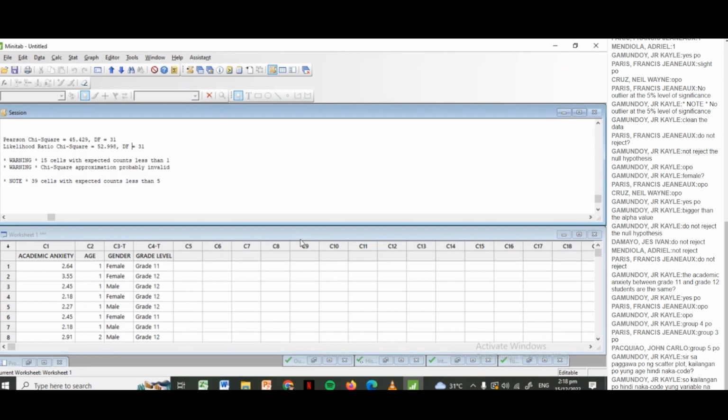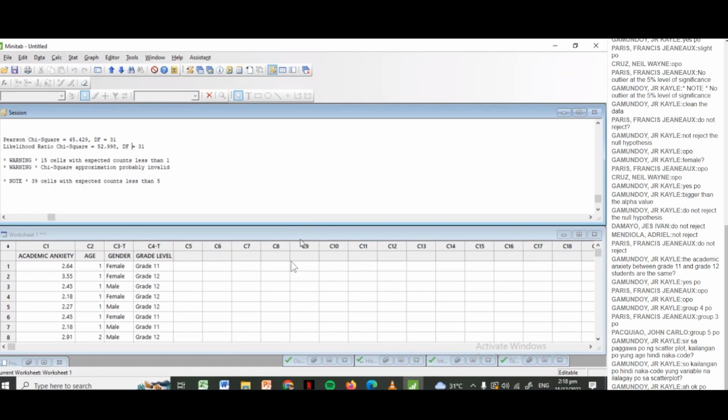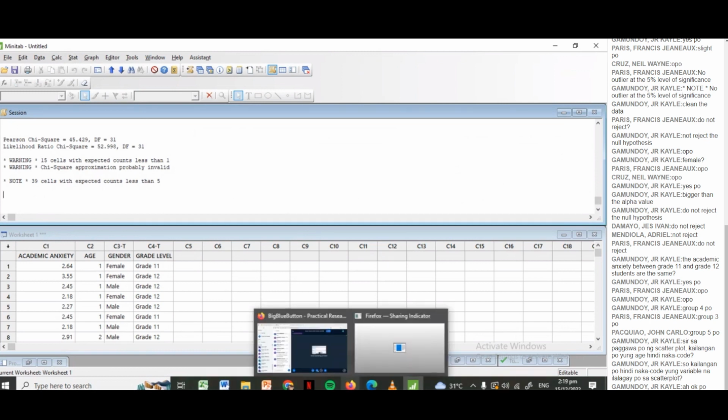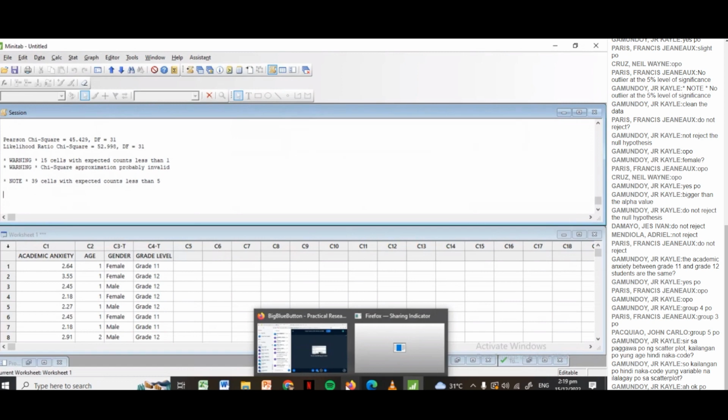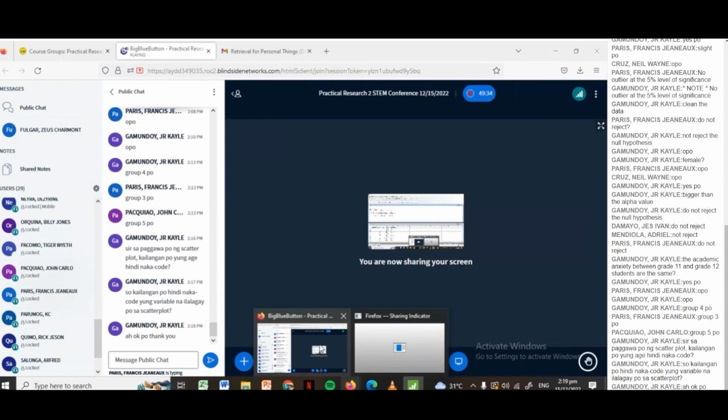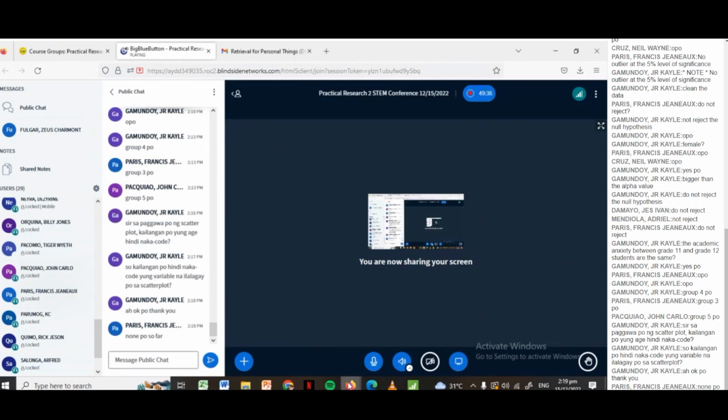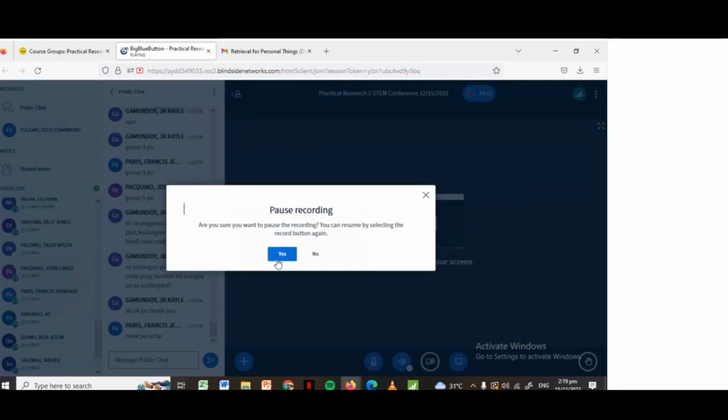Okay? Usually, kapag categorical or nominal yung data mo, we don't produce scatter plots. Kasi very limited lang yung categories. We don't generate scatter plots for nominal. Okay? Any other question? Yan? Okay.